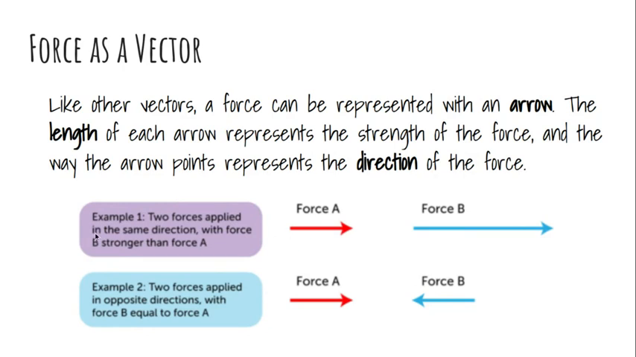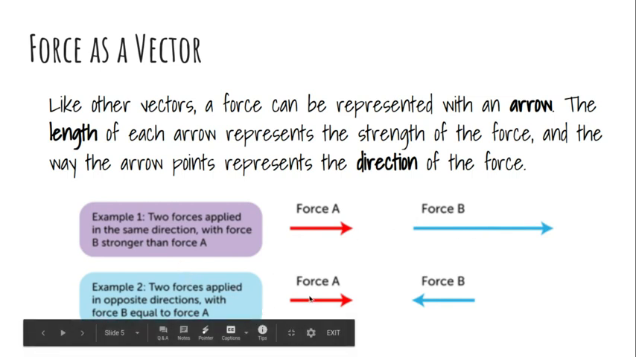Okay? So in this one, force A is a weaker force than force B, because B is a bigger arrow, but they are going in the same direction. So again, when we look at these arrows, we want to look at the size and the direction. They're going in the same direction, but B is a stronger force. In example 2, we're looking at the direction, and we notice that force A is going to the right, force B is going to the left. They're going in different directions, but now they're the same size. So that means that they're going to be the same strength of force, but they're going in opposite directions.